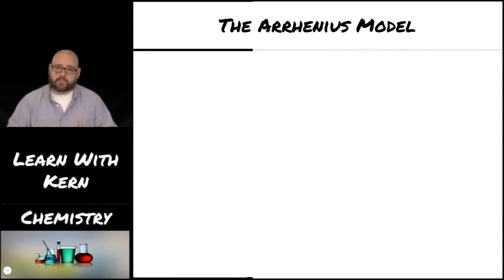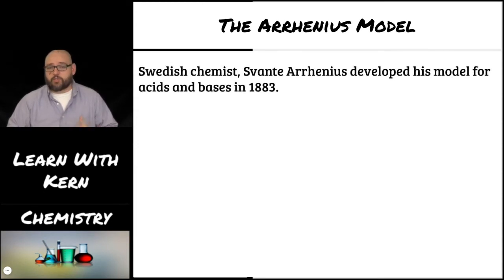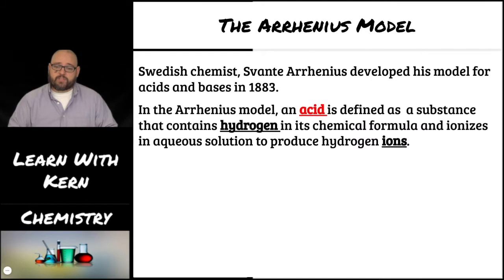So let's look at the Arrhenius model first. It was developed by a Swedish chemist named Svante Arrhenius back in the 1880s. What Arrhenius did was create a model where he said an acid is defined as a substance that contains hydrogen in its chemical formula and ionizes in aqueous solution to produce hydrogen ions. So when you put it in water, it's going to break apart into a hydrogen ion and its anion. So you're going to have hydrogen ions floating around in your solution. That is what was defined as an acid.